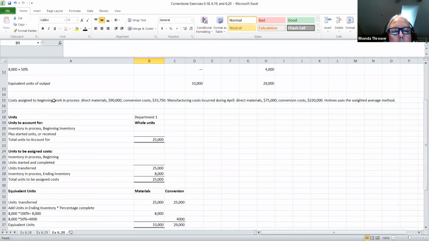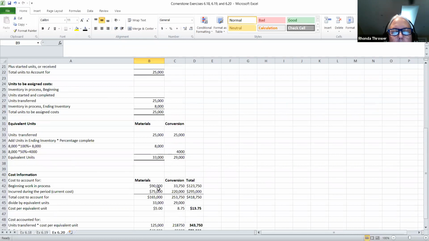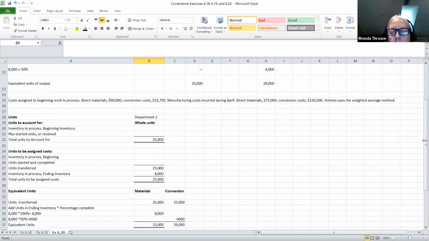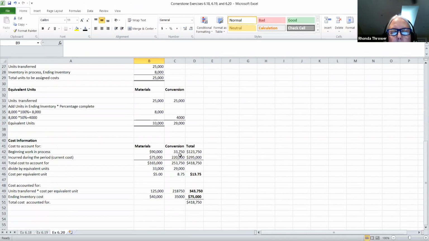In this problem, they tell you that the beginning work in process direct materials is 90,000. So we're starting with 90,000 here for our materials. Notice I put a column for materials, and I've also got a column for conversion. So your conversion costs are coming next. They're 33,750 for beginning inventory. So that's where I'm getting this information.